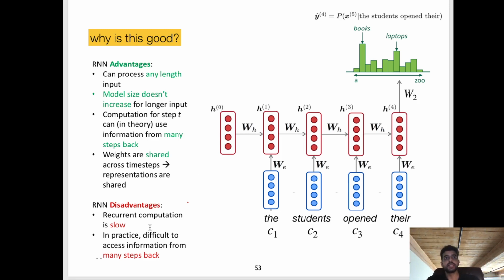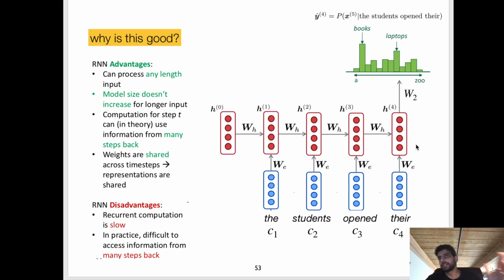Some disadvantages is that this recurrence is slow, especially during training. This will be more clearer when we talk about backpropagation, but if you only have an error signal at the output here when you're predicting the next word, the error that you make, right, if the model was assigning a low probability to books and it should have been high, that needs to be propagated through all of the time steps that we observed in the sequence. And if the sequence is long, this computation might be slow.